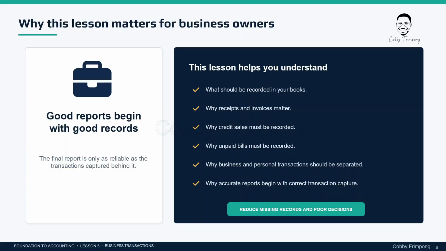If you are a business owner, this lesson is important because your financial records depend on how well your transactions are captured. You buy stock, sell products, pay workers, pay rent, receive money from customers, owe suppliers, receive debts from customers, invest money, and withdraw money. If these activities are not recorded properly, your financial reports will not show the true condition of your business. This lesson helps you reduce confusion, missing records, and poor decision making.